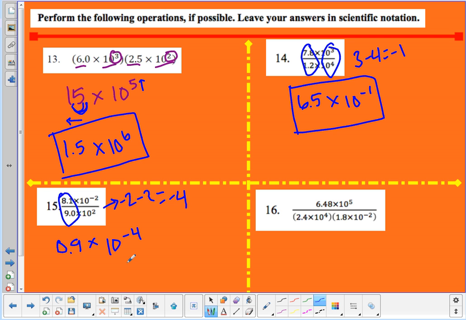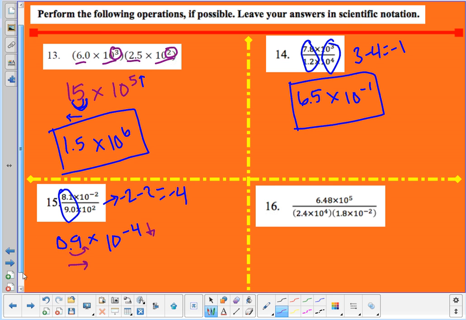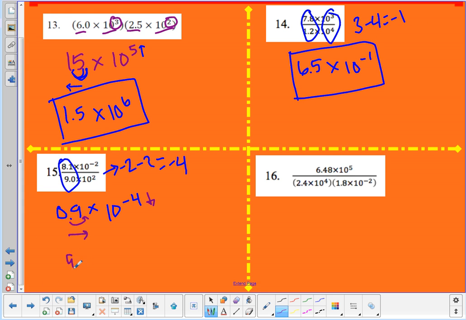But again, I need one number in front of the decimal point. So now I need to increase a factor of 10. I'm increasing a factor of 10. I'm moving out to the right, which means this needs to go down a factor, or down one number. So this will become 9.0, and the power will become 10 to the -5th, because I need to go down one from -4.